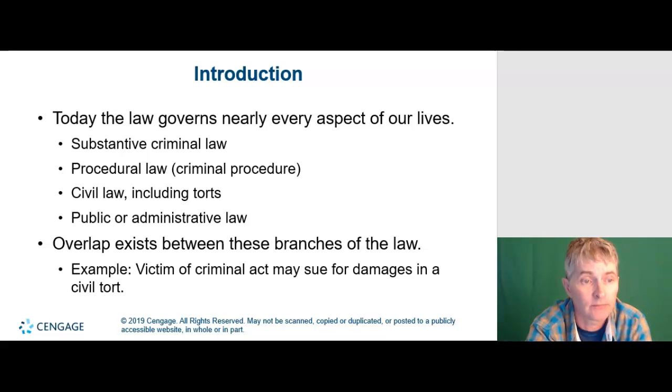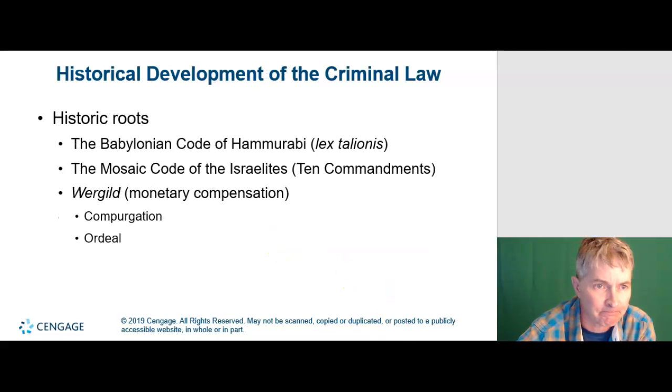We have civil law, all law that is not criminal, including the law of torts and contract, property, maritime, and commercial law. We have a tort, or a personal injury, or wrong for which an action for damages may be brought. And then public or administrative law, which is the branch of law that deals with the state or government and its relationship with individuals or other governments.